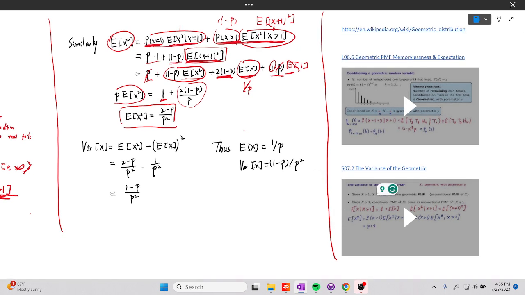And we can use the variance, the expectation value of X squared minus the expectation value squared, to get the variance. So we have expectation value 1 over p, variance (1 minus p) over p squared.